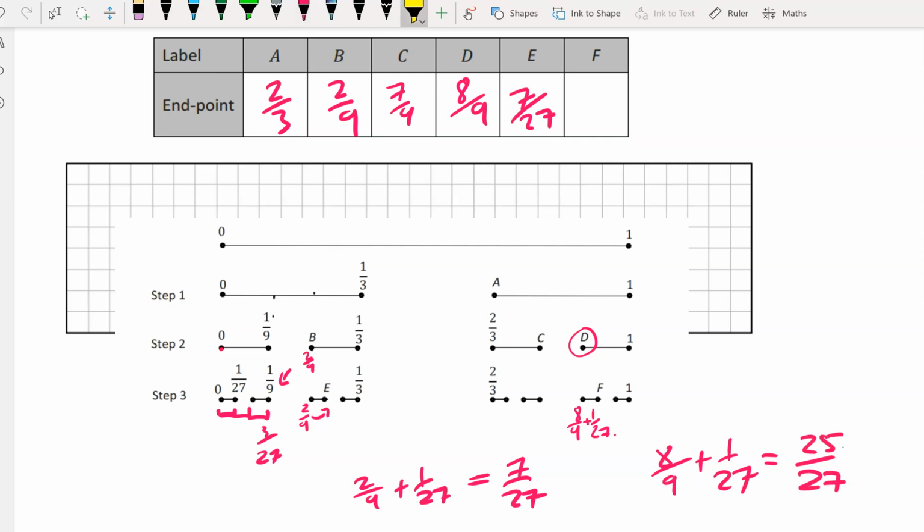So just to clarify, you're given the gaps at the start of each question. So your gaps here will all be a third. In the second question, your gaps are all a 9th. In the third step here, your gaps are all 1/27th. Okay, so that's 25 over 27.